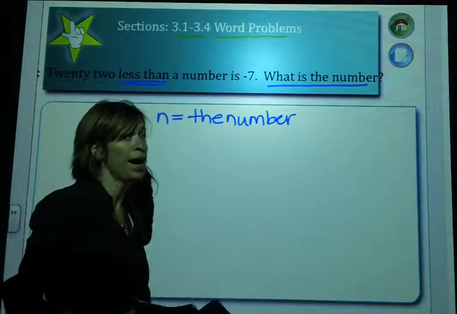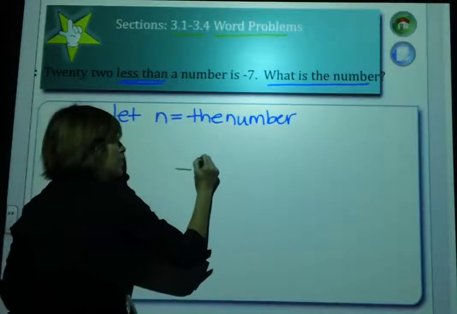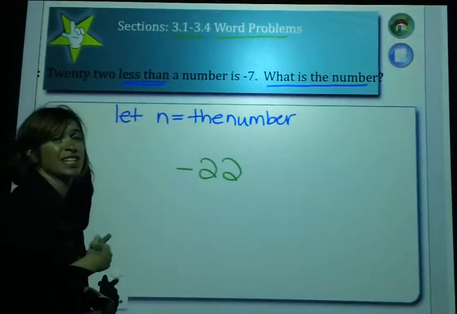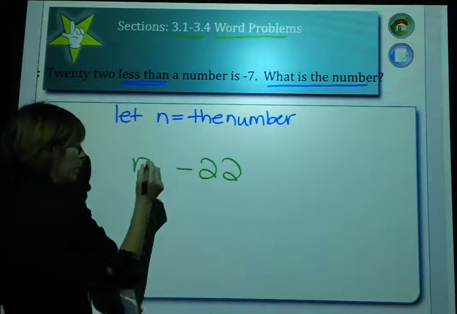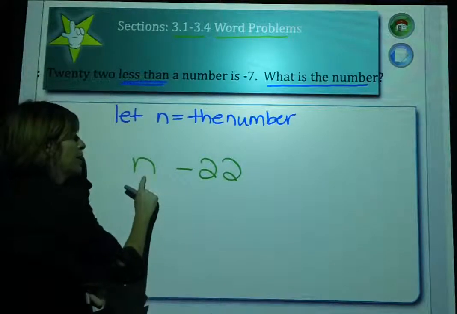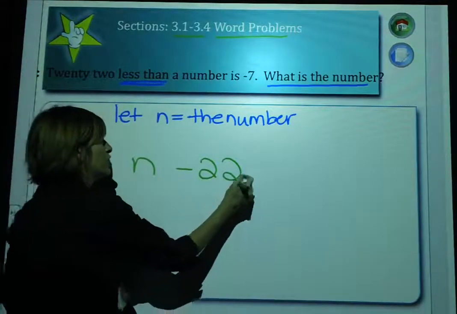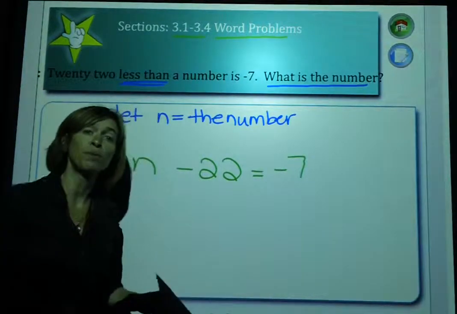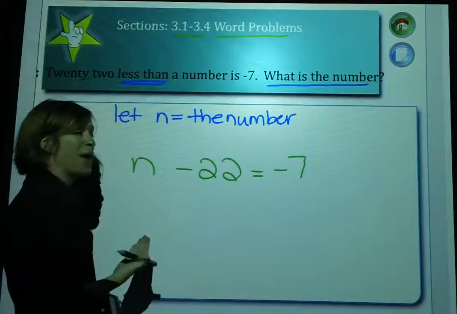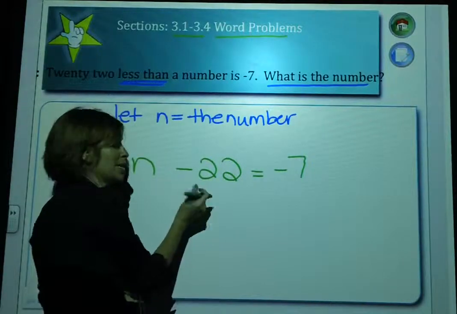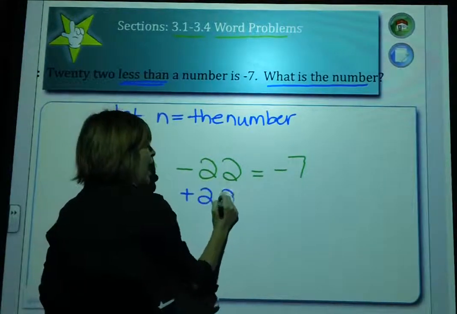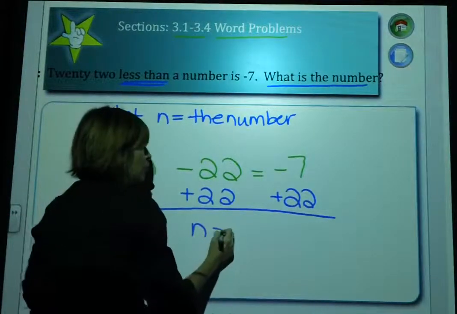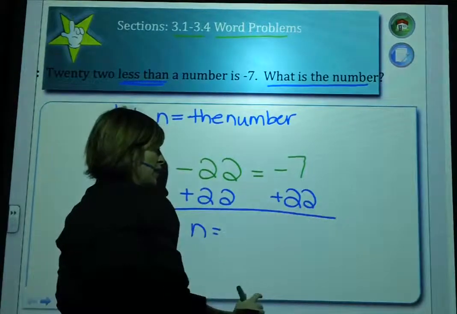Less than's a flip it around word, so that means I know it's going to be -22 because the 22 has to come second, not first, even though it's first in the sentence. So 22 less than a number, there's my number, so n minus 22 equals -7. All right, so now we have to use the skills that we've been talking about to solve. We want to balance the equation by doing the opposite operation to the 22, so we're going to add 22 to both sides. And we'll get n equals -7 plus 22.